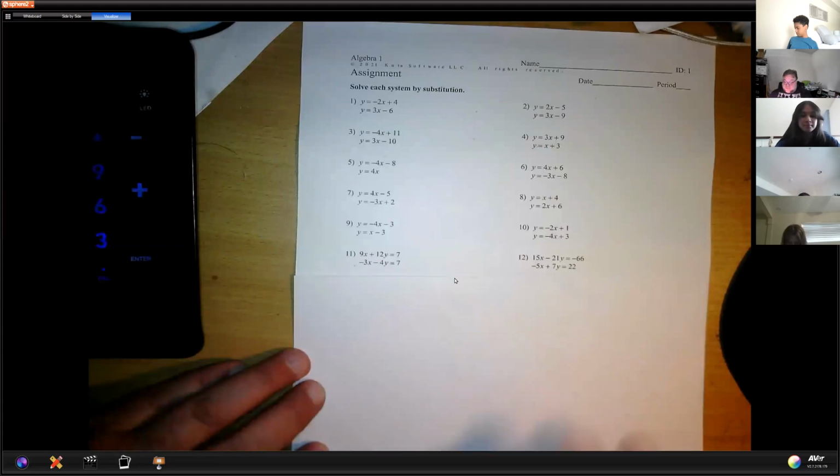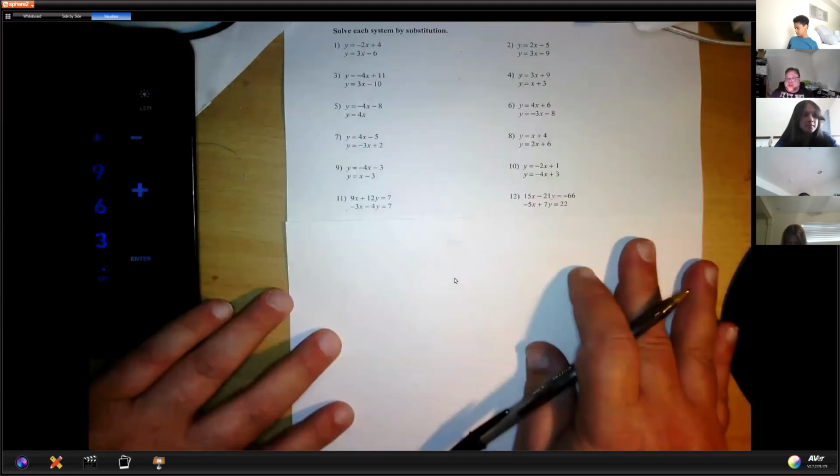Let's do some more of these elimination ones. Do you want to do a few more of those just to kind of get a little better at those? What do you think?